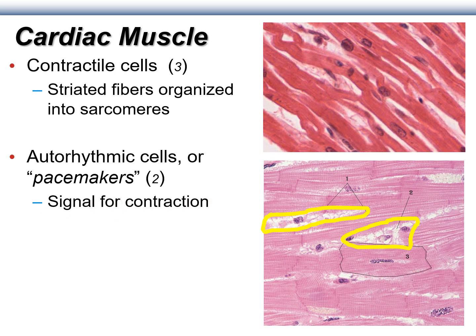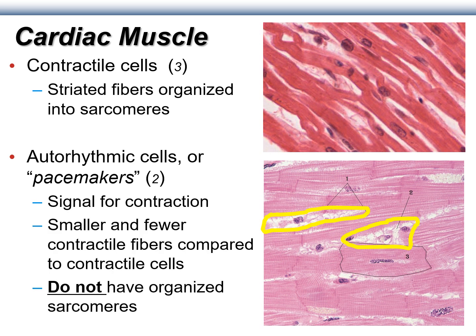If for some reason these cells start malfunctioning or stop functioning altogether, we do see autorhythmicity in the contractile cells. They have the ability to just spontaneously depolarize. The autorhythmic cells are smaller and fewer compared to the contractile cells, but they do not have organized sarcomeres. You don't see the striations in these cells. That's because their job is to initiate action potentials and or calcium signaling into the contractile cells.